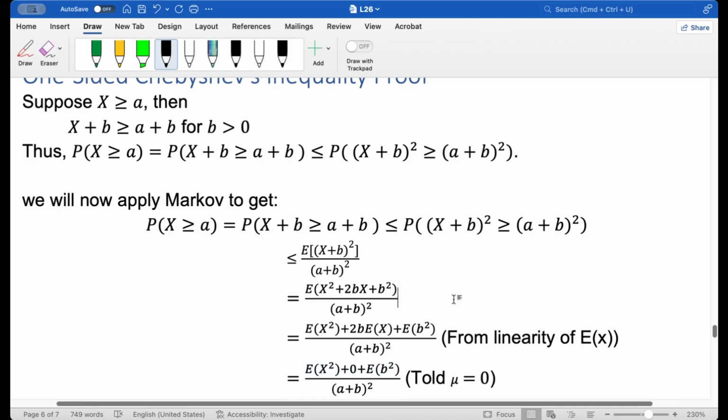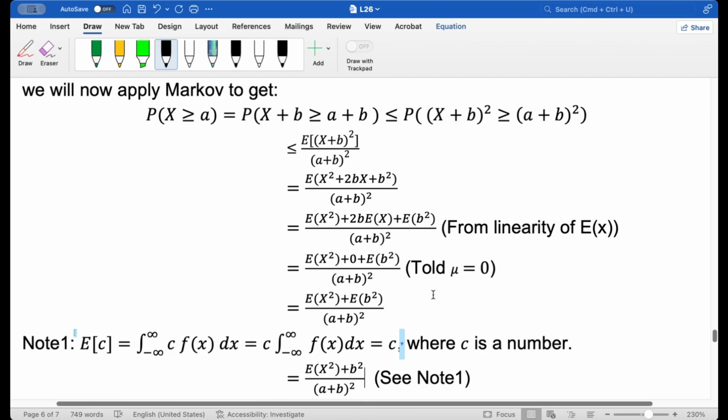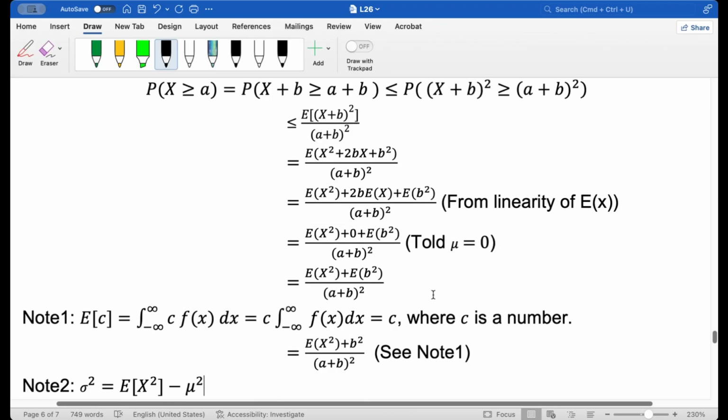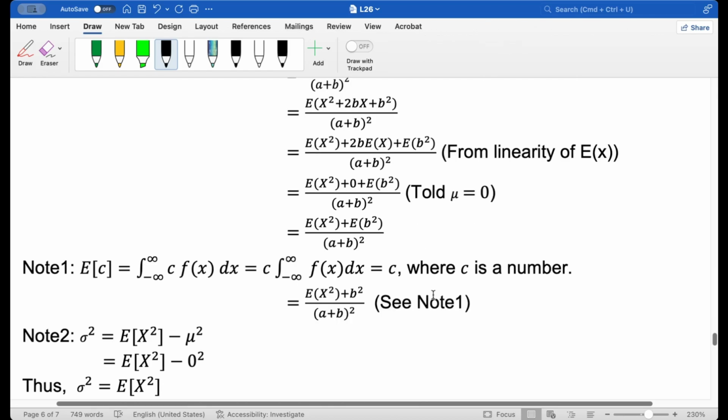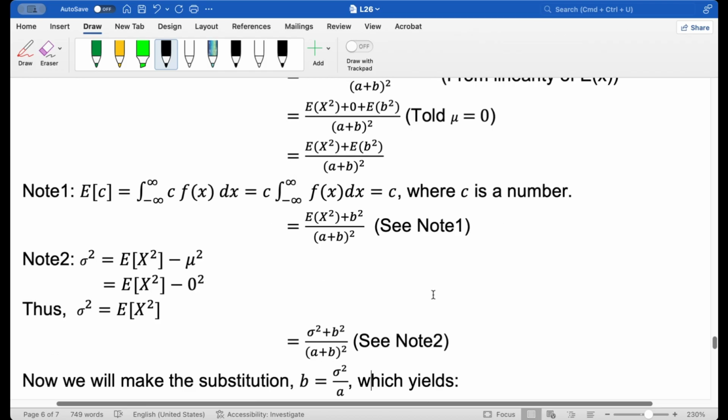Now, we know that the mean was 0, so the expected value of X is 0. So the middle term is 0 there. The expected value of b squared, a constant, is just itself, b squared. So we're left with the expected value of X squared plus b squared over (a plus b) squared. Sigma squared is the expected value of X squared minus the mean squared. Now, we know the mean was 0, so in this case the expected value of X squared is sigma squared, and so we can replace that with sigma squared.